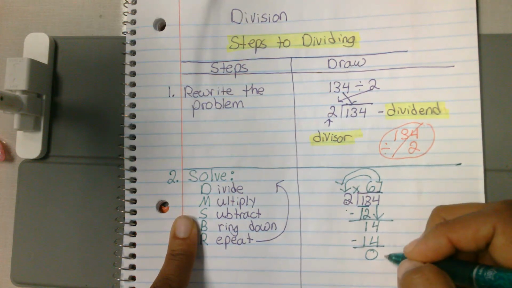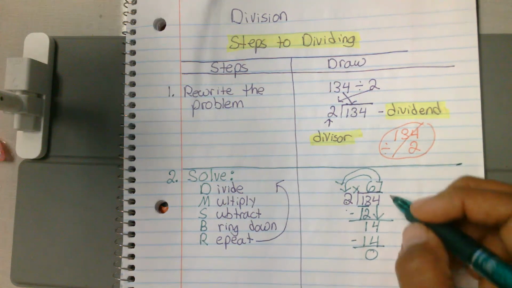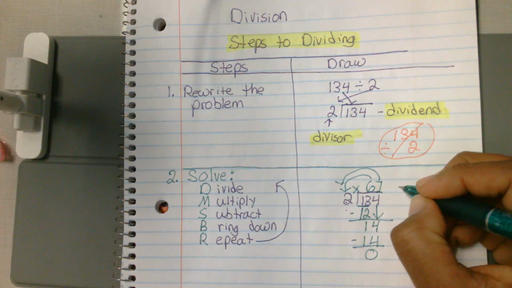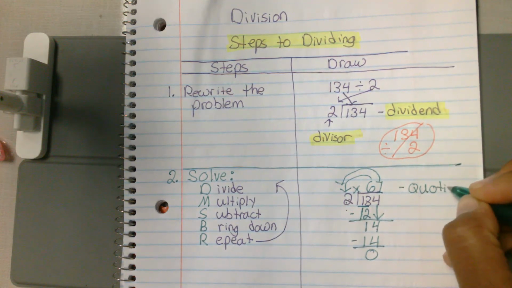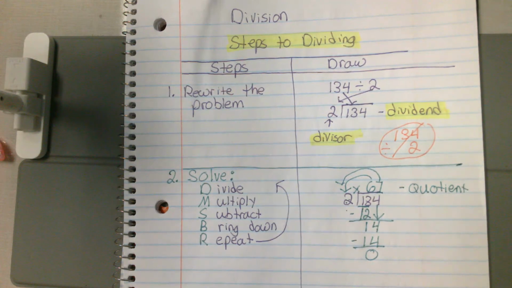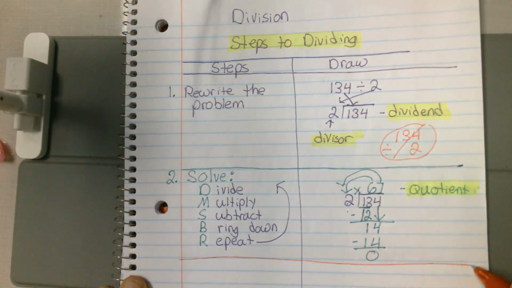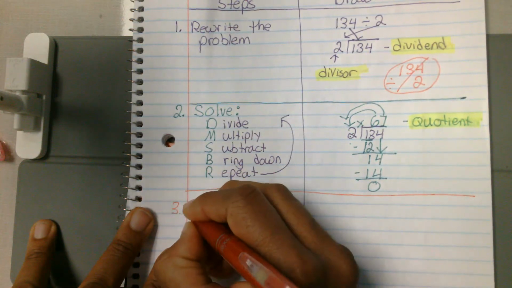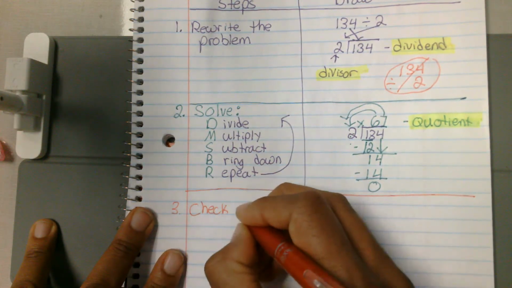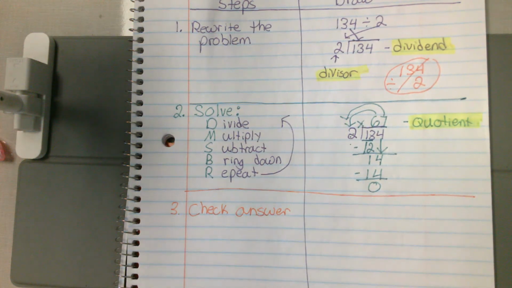Now I have nothing else to bring down, and nothing else down here at the bottom. So my answer is 67, and this is called our quotient. The answer to a division problem is called the quotient. So that is us doing our division. And now the last step is going to be to check our answer. We're going to check our answer with multiplication.